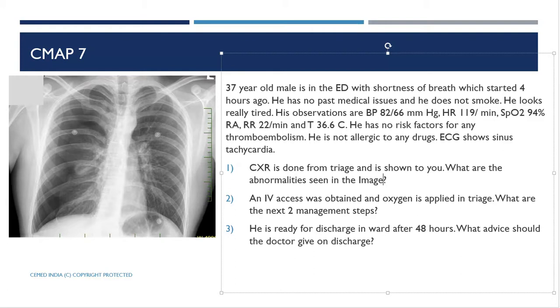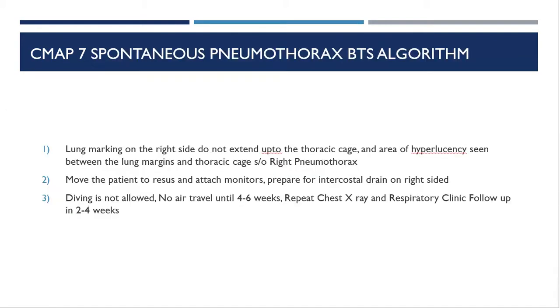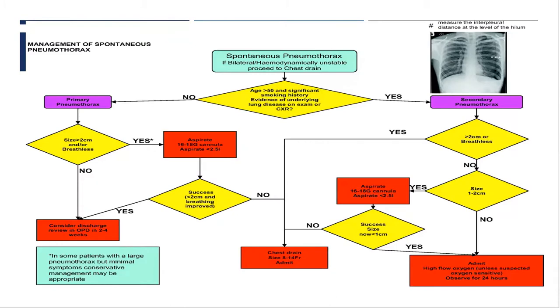So if you look at the answers here, I'll mention the answers. Move the patient to resus, attach monitor, prepare for intercostal drainage on the right side. Diving is not allowed, no air travel for 4 to 6 weeks. Repeat chest x-ray and respiratory clinic follow-up. And that's the BTS algorithm. Spontaneous pneumothorax, if bilateral or hemodynamically unstable, proceed to chest drain. And then comes the classification. So that's an important thing which you need to remember.